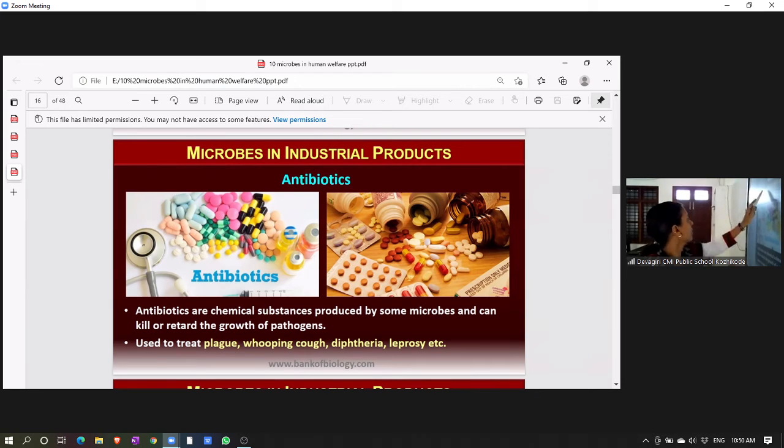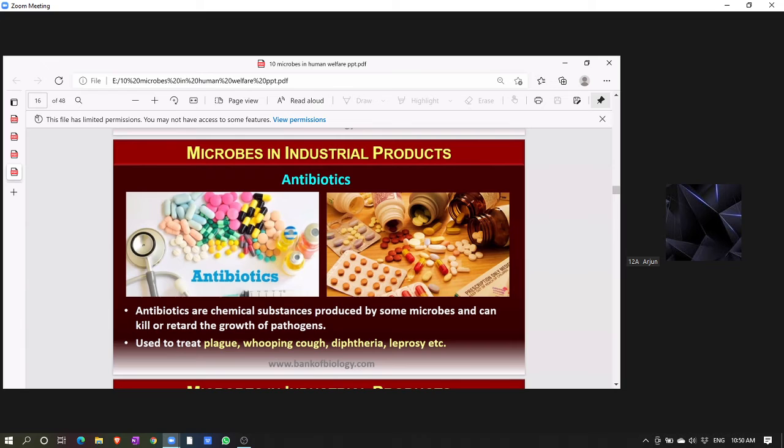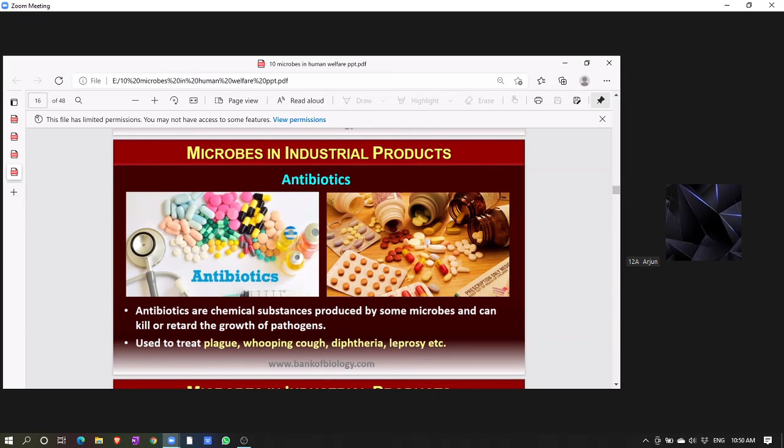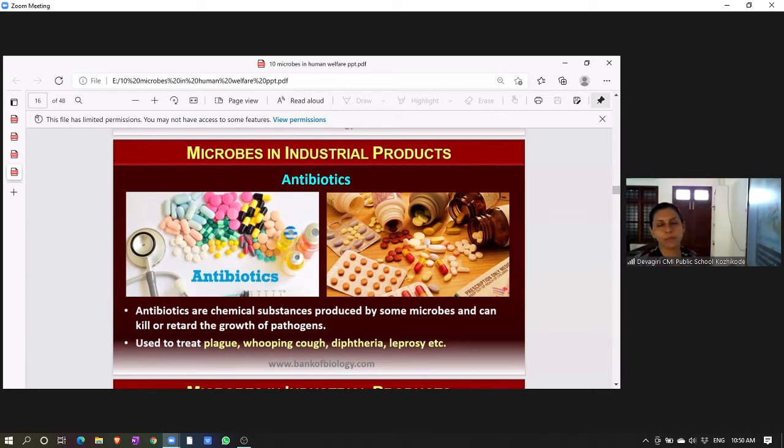Arjun. Yes, ma'am. Just read the next paragraph. Read the next paragraph. You are familiar with the commonly used antibiotic penicillin. Underline. So only one antibiotic is given in your textbook. Underline the name. Which is the antibiotic, Arjun?